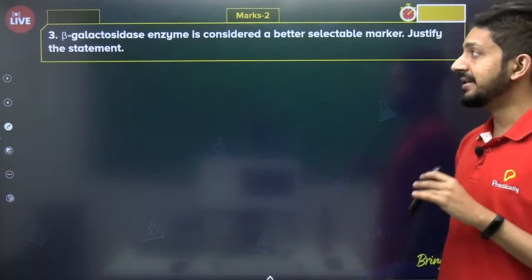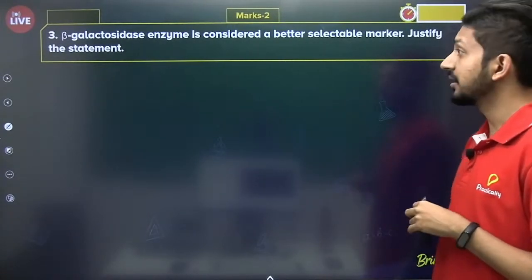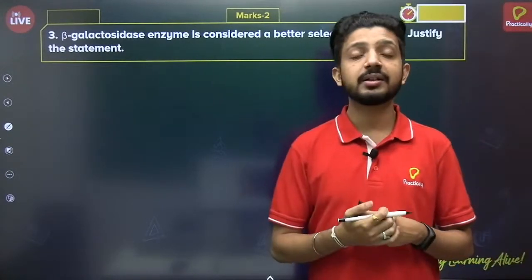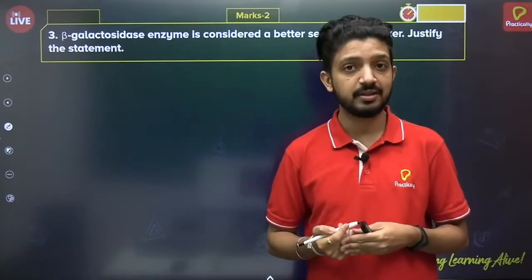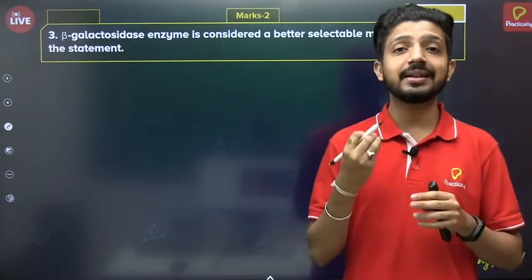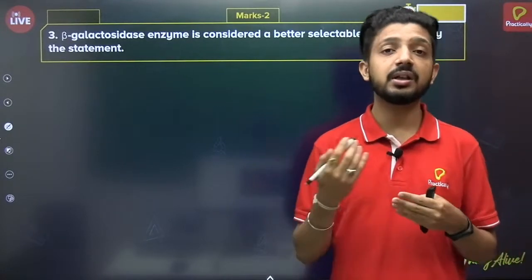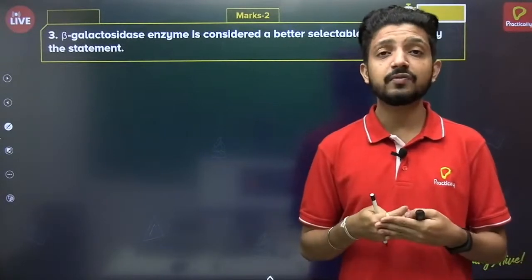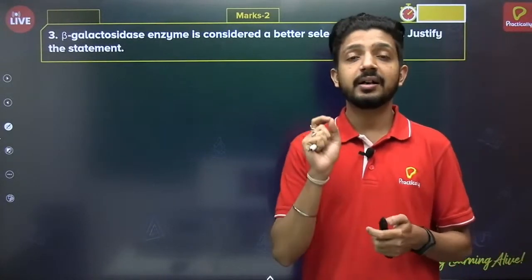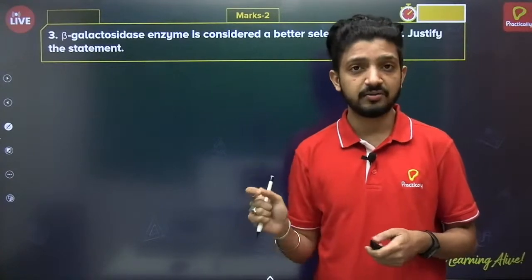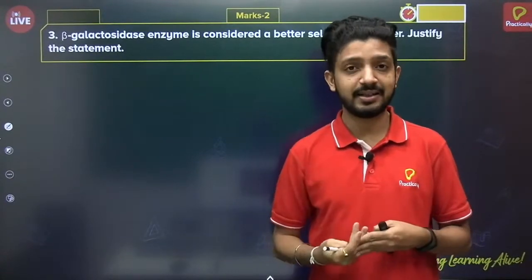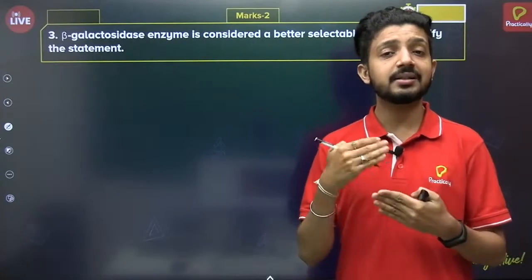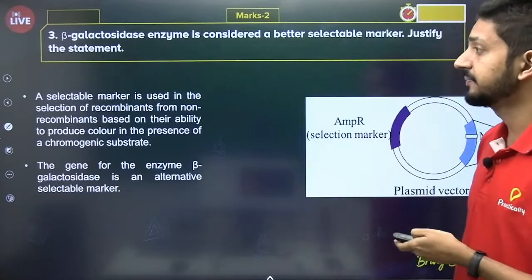Beta galactosidase enzyme is considered a better selectable marker. Justify the statement. Okay, so this question is from the chapter Biotechnology, Principles and Processes. So we know we need to use a selectable marker for differentiating between the recombinants and the non-recombinants, and there are various methods. The traditional method is what? Yes, it is by the antibiotic resistance gene, for which we mainly use ampicillin and tetracycline. But beta galactosidase is also one of the methods, but it is considered superior. Why? Okay, so let's see.